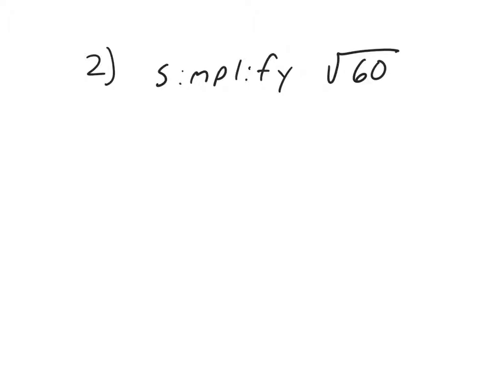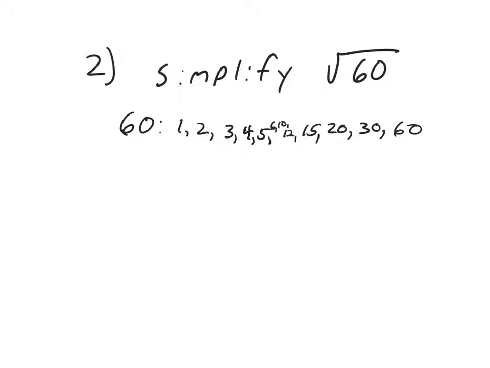On number 2, we're going to simplify the square root of 60. To simplify square roots, we find all the factors and we look for perfect squares. So we'll start by finding factors of 60. That's 1 and 60, 2 and 30, 3 and 20, 4 and 15, 5 and 12, and then 6 and 10.